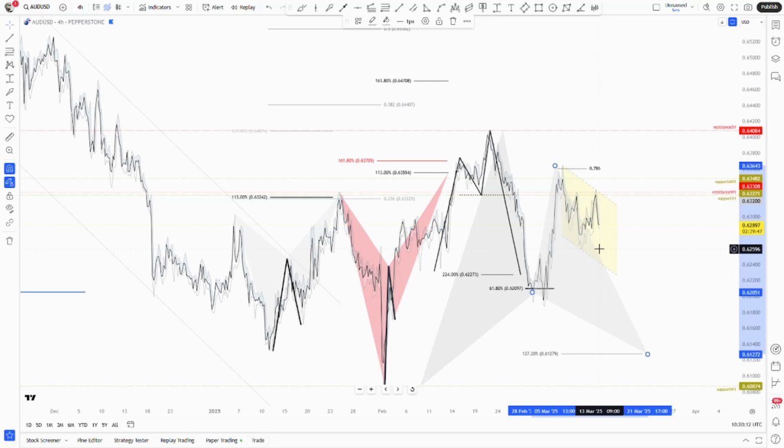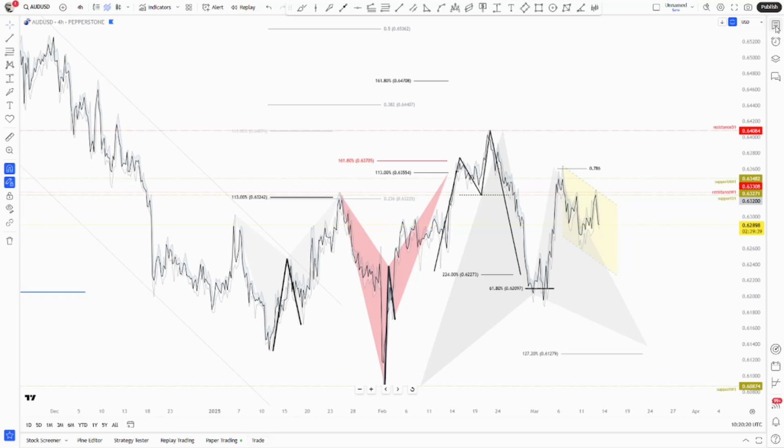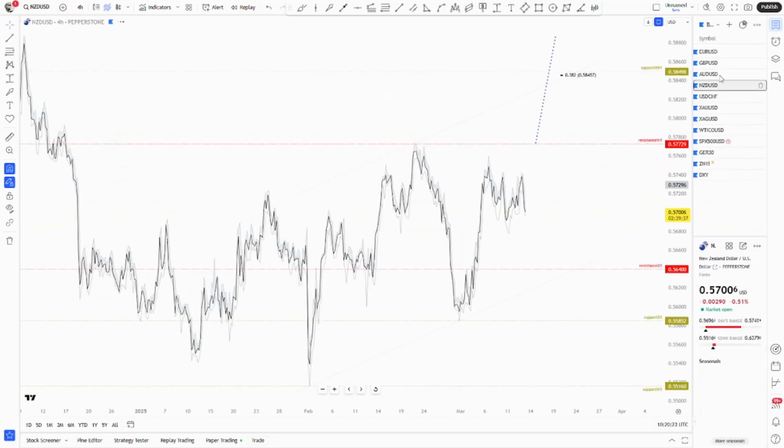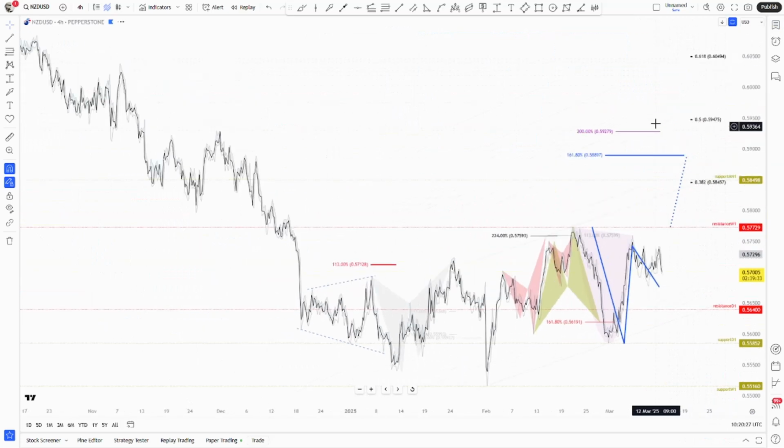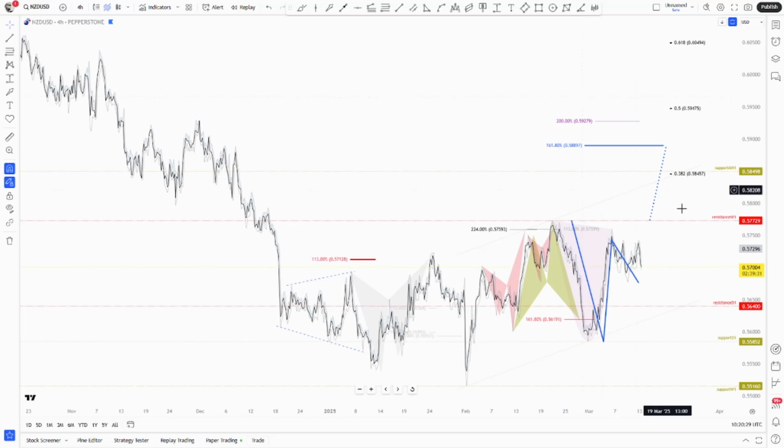For now, we have support at 62.60. If the price breaks below these levels of support, I will start to pay attention to this potential Gartley pattern. For now, we have no clue of what will happen for the Aussie or the Kiwi. Something that can happen on both is to trade higher above the resistance levels.